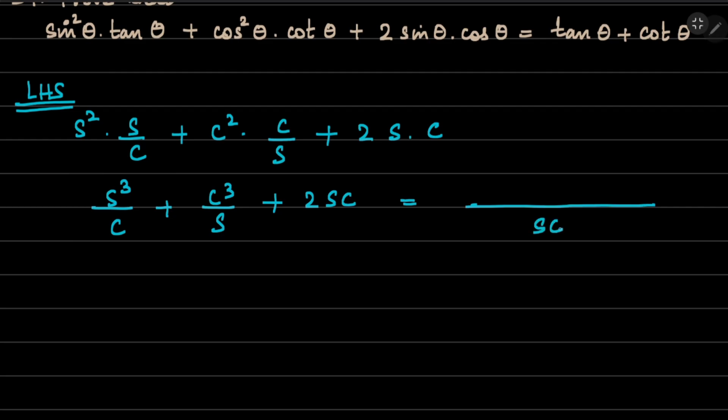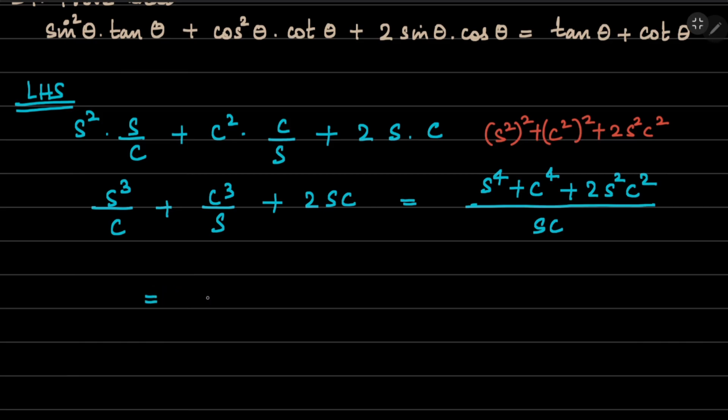So you will have sine cos as the LCM. So you have sine to the power 4 plus cos to the power 4 plus 2 sine square cos square theta. So what is this numerator? Can you see this is of the form (sine square) the whole square plus (cos square) the whole square plus 2 sine square cos square. So this is of the form (a plus b) the whole square. So this is nothing but (sine square plus cos square) the whole square divided by sine theta cos theta. What is sine square plus cos square? It is just 1. 1 over sine theta cos theta.